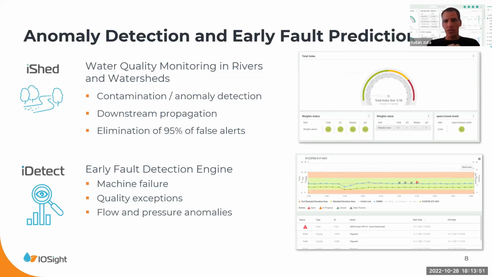So the iShed is a water quality monitoring platform designated to detect pollutions, contaminations in rivers and lakes. It's a specific algorithm that detects the anomaly and more importantly, eliminates false positives, because the main enemy of those event and detection systems is that they have too many false positives. Whenever a pH reaches a certain limit, you will see an event, but that doesn't mean that it's a real event.